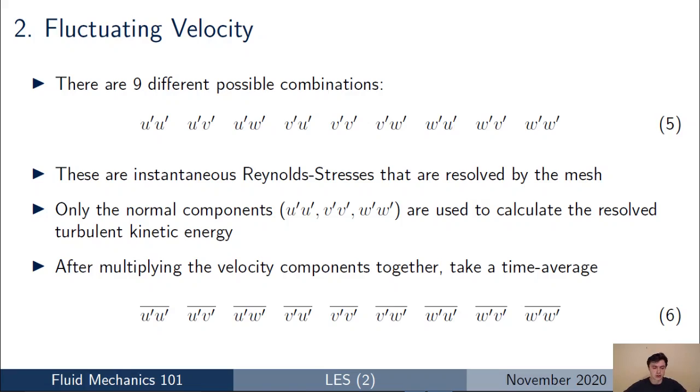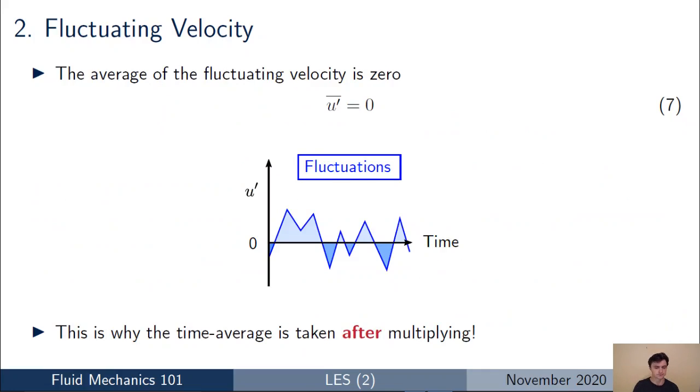But for now, what we need to do is we need to average the product of those components, and we've denoted that by an overline or an overbar, which you can see there in equation 6. So we've got all the velocity components multiplied together, and then we've taken a time average over the top, and that will give us the Reynolds stress that we're used to from our RANS calculations.